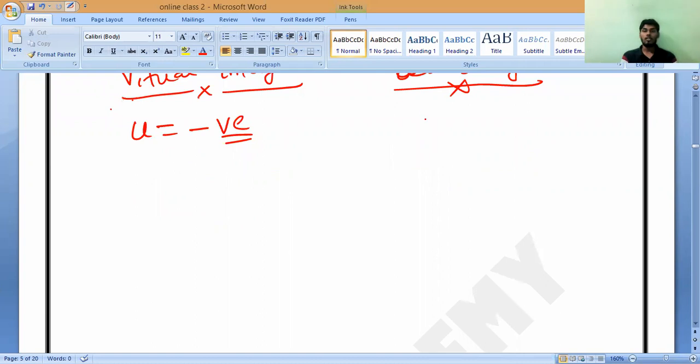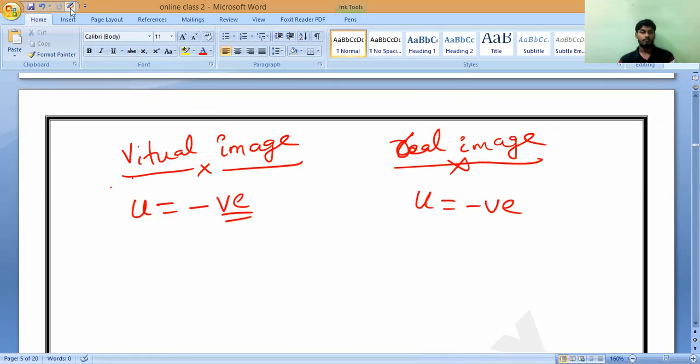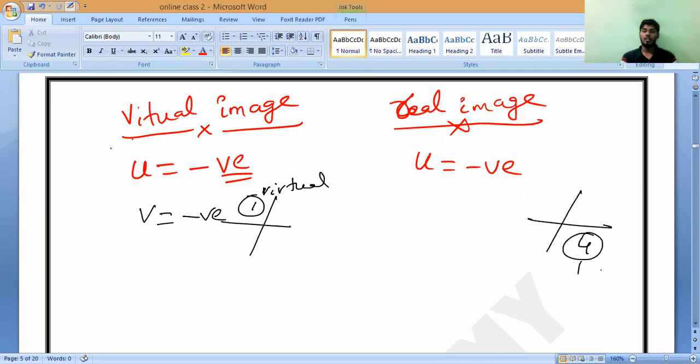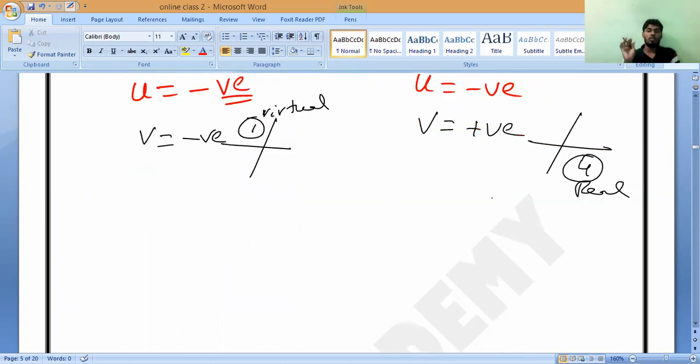Understanding? Next. Here also object distance is always negative. Next, a virtual image will form in the first coordinate, so V is also negative. Next, if it comes to a real image, it will form at the fourth coordinate. So V is equals to what? V is positive. Understanding? So this is the sign convention for every lens. You have to remember the same thing. Virtual image, real image. Understand?